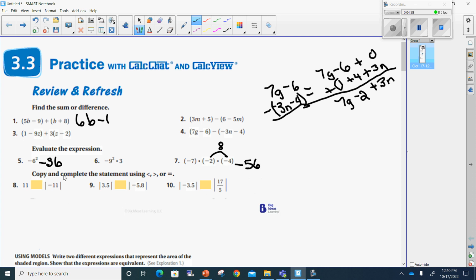All right, next is number 9. Copy and complete the statement using less than, greater than, or equal to. All right. Well, I know that the absolute value of 3.5 is 3.5. And I know the absolute value of negative 5.8 is 5.8. And I know that 5.8 is bigger than 3.5. So this one is less than.